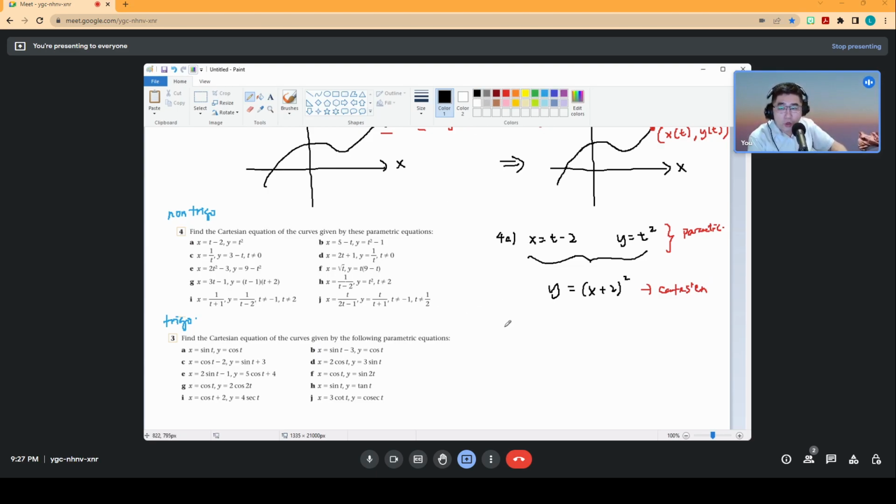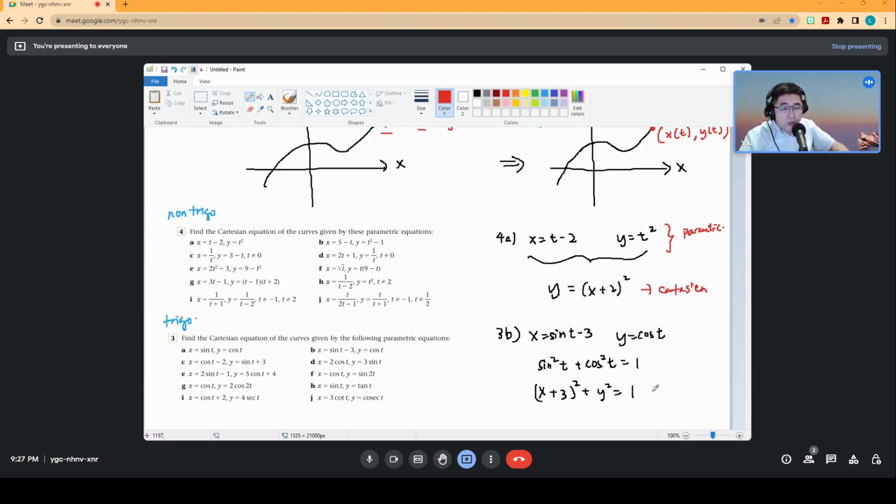Let's say for 3b, we have x equals sin t minus 3, and y equals cos t. Over here, we need to use trigonometry. Students of course need to remember the rules relating to trigonometry. So we can borrow sin squared t plus cos squared t equals 1. Then we can rearrange the things inside: (x plus 3) squared plus y squared equals 1.